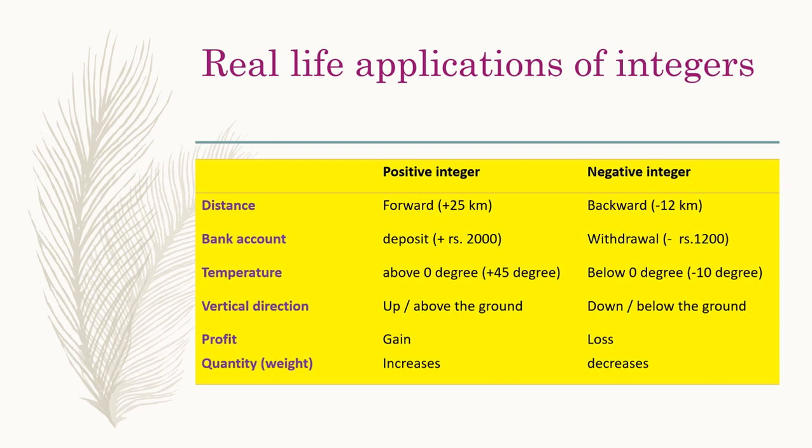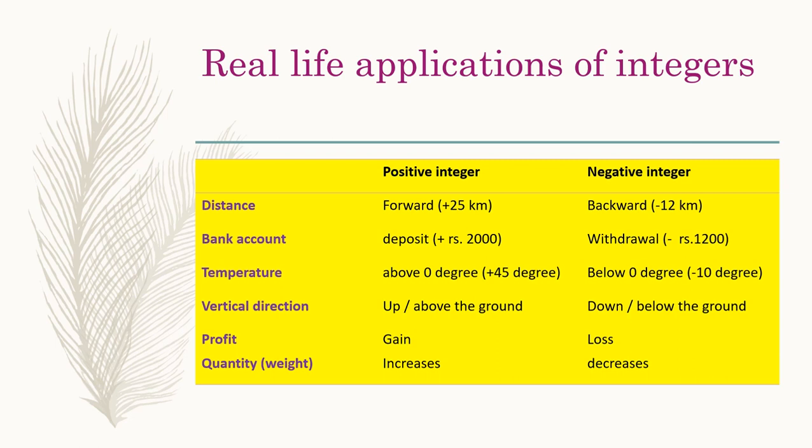Now next, bank account. In a bank account, if we deposit the money, then we write it as a positive integer. For example, I deposited rupees 2000 in my account. Then I will write it as plus rupees 2000. In the same way, if I withdraw the money from the account, then I will write it as a negative integer. Like if I withdraw rupees 1200, then I will write minus rupees 1200.